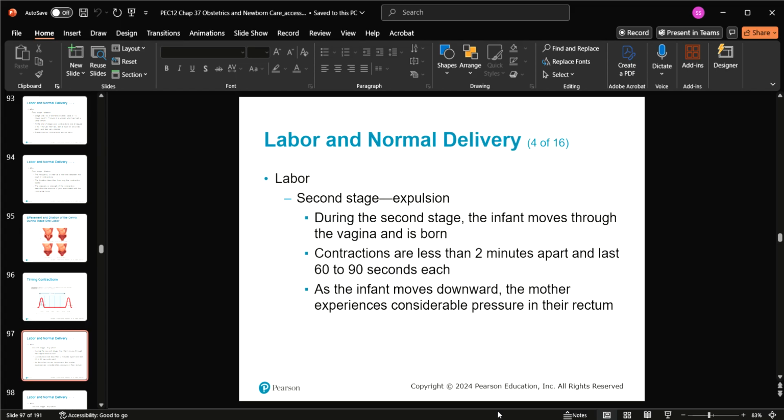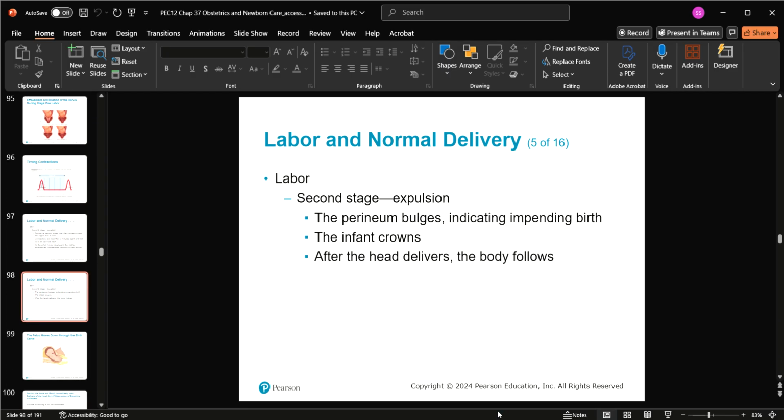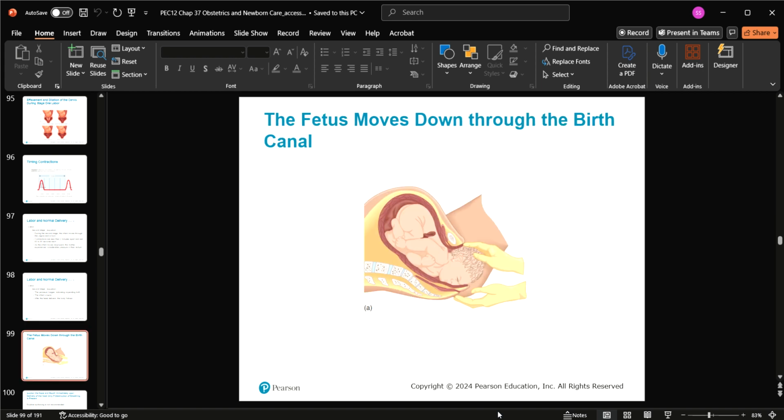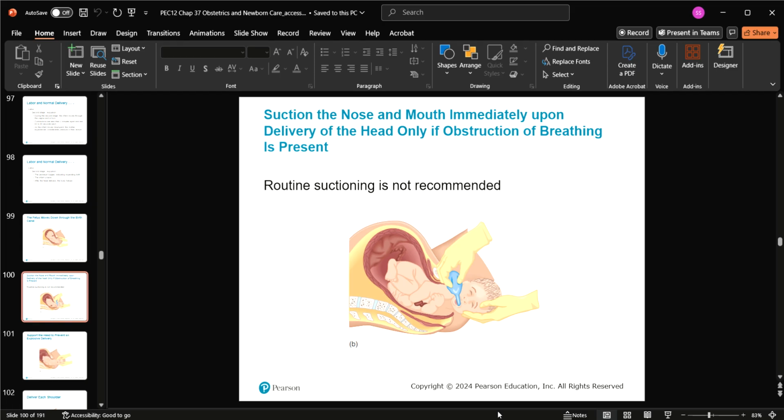This is actually the delivery, the expulsion phase or stage, when the infant has passed through the vaginal canal and has been born. You may see the perineum bulging. If you see that, that's impending birth. Crowning, obviously, is impending birth; we can see the patient's head. As the child is born, they are going to rotate, so you have to be aware of that. It may be difficult getting their shoulders out. If they are caught in any way, you need to immediately evacuate them to a hospital.